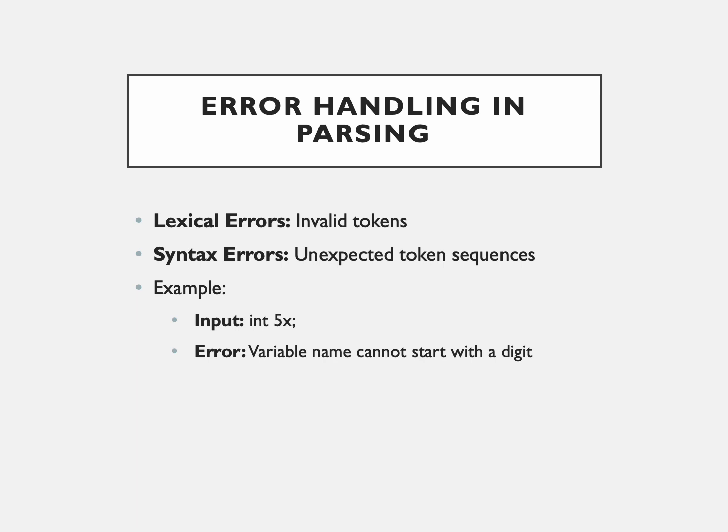Then, syntax errors. These occur during syntax analysis when token sequences are unexpected or violate the grammar rules. For instance, the structure of the code may not align with the expected syntax. Here, if you consider the input integer 5x, the error is that a variable name cannot start with a digit. The parser will definitely identify this as a syntax error, since the grammar rule for identifiers expects them to begin with a letter or underscore.